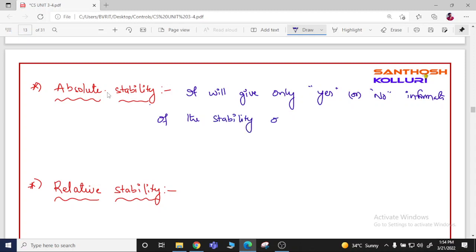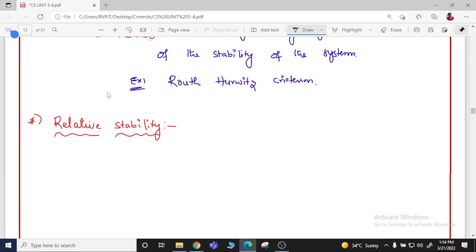That means whether the system is stable or not, we can know by using absolute stability. An example for this is the Routh-Hurwitz criteria method. The absolute stability will give only yes or no information regarding the stability, whether it is stable or not.